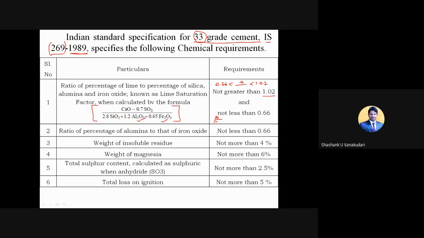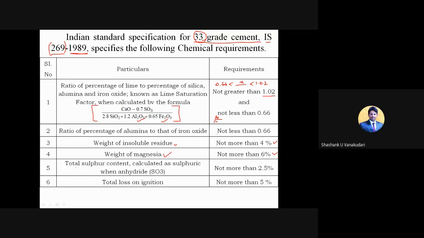the ASTM standard allows this insoluble residue to be not higher than 0.75, right? So here, in this case, the weight of insoluble residue should be not more than 4%. Okay. So whatever byproducts are not at all used in the cement, it should not be more than 4%. And then weight of magnesia, that is MgO, is not more than 6%, and then only we can say that it belongs to 33 grade.